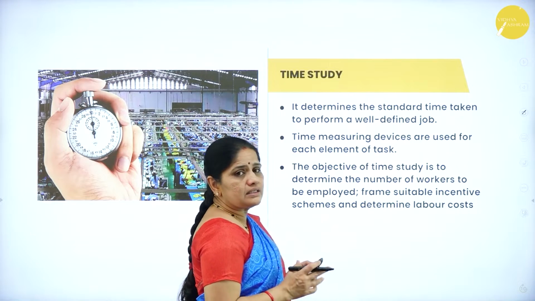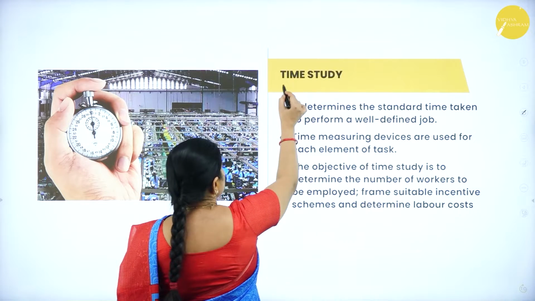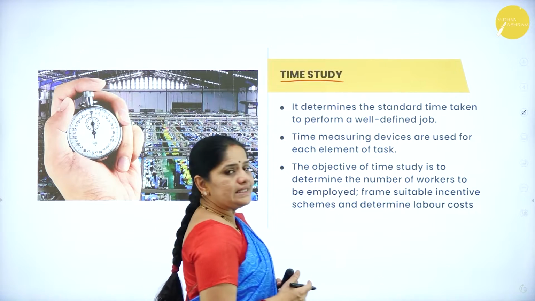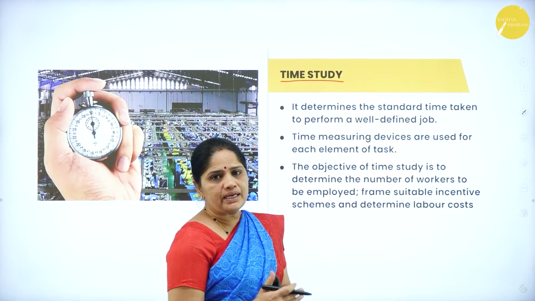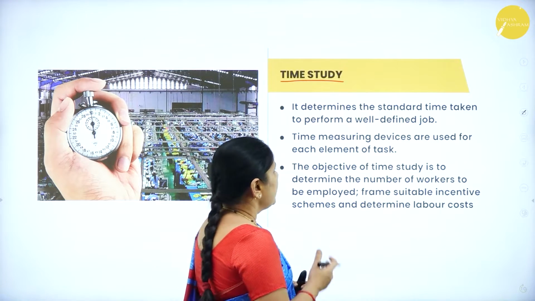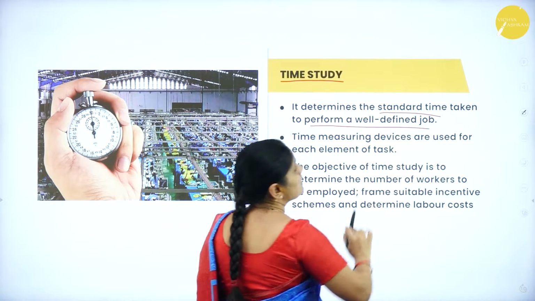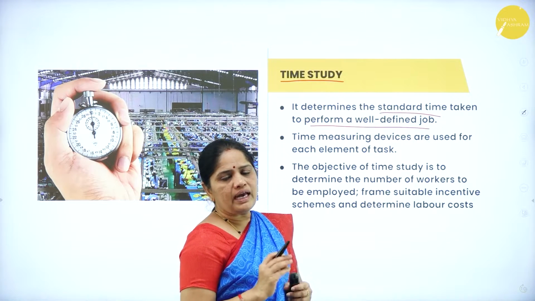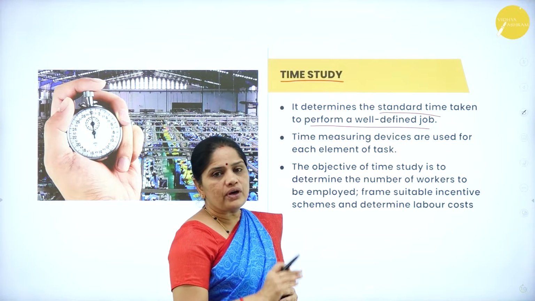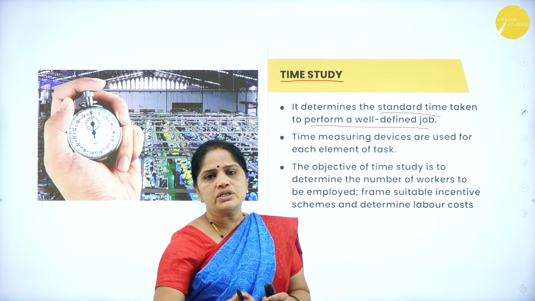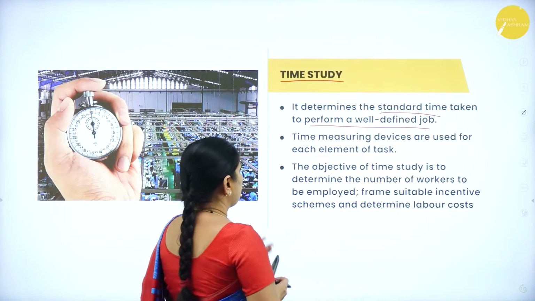Now, the next technique of scientific management is the time study. So, this is very, very important. In this time study, we will be looking into the shortest period of time taken to do the job. It determines the standard time taken to perform a well-defined job. So, F.W. Taylor said that we should fix the time for each job in the organization. So, you allot certain time and the worker has to do the job within that allotted time.